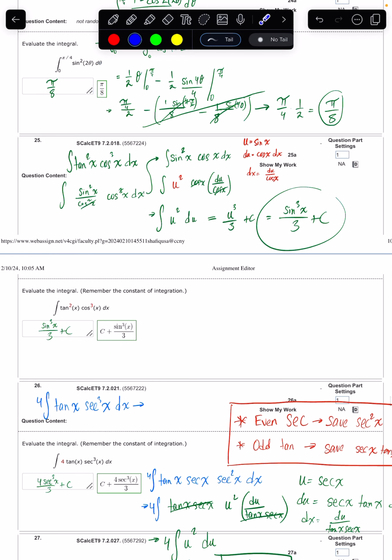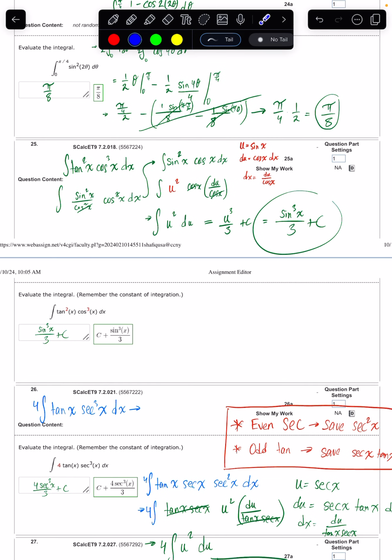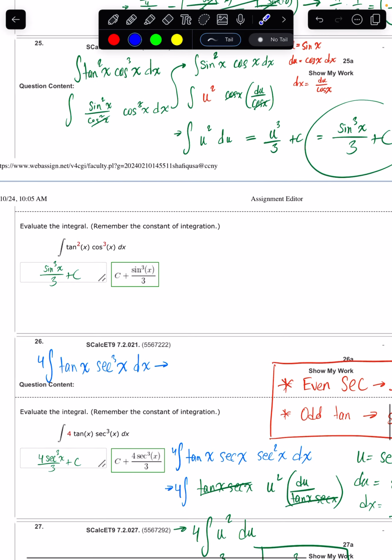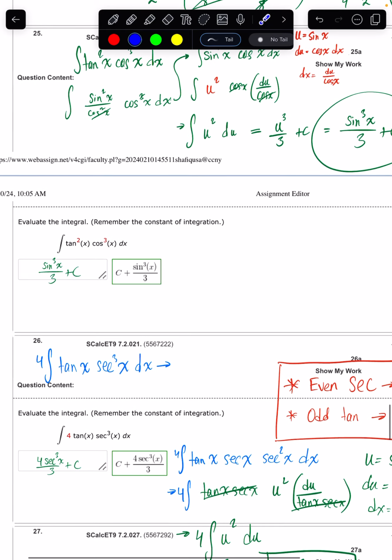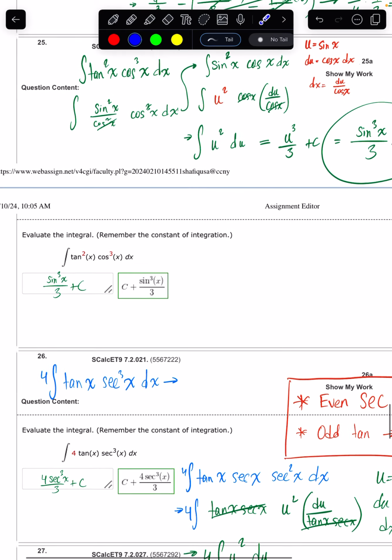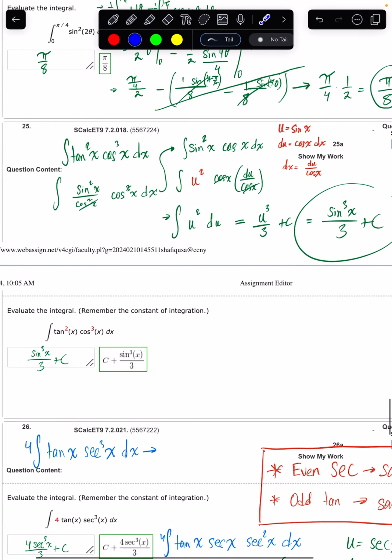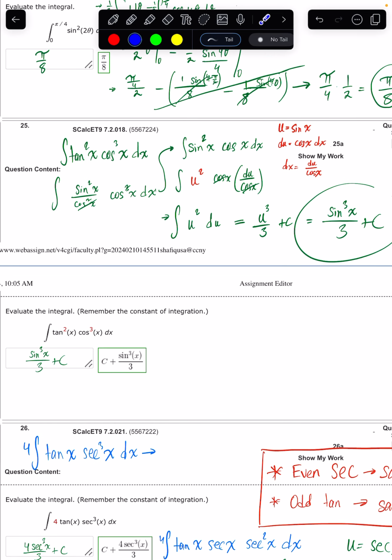Alright, 25. 25 is tan squared x times cosine cubed x. Okay. What did I do here?